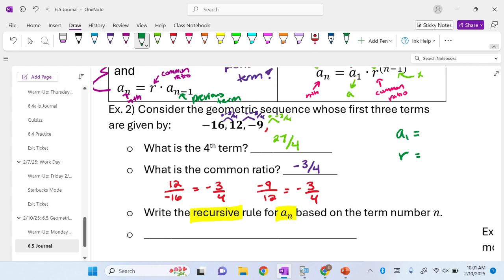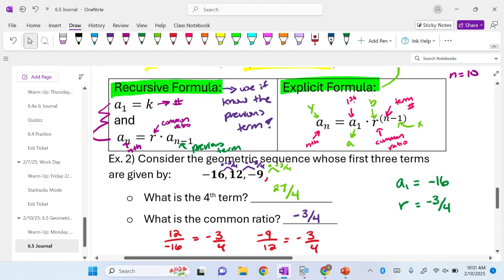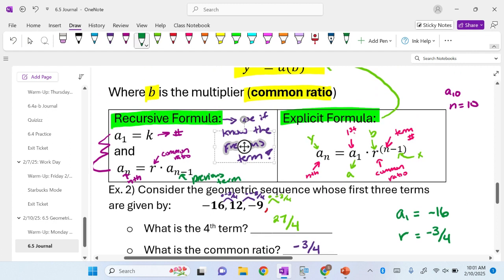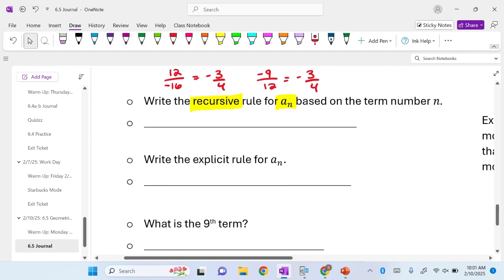What's A of 1 equal to? Negative 16. What's r equal to? Negative 3/4. So those are the only two values that we're going to plug and chug back into both of these two formulas. So the recursive formula, we're just going to plug in wherever A of 1 is and the r is. And then when we do the explicit formula after that, same thing. Those are the only two values that you need to plug in. Everything else you just rewrite.